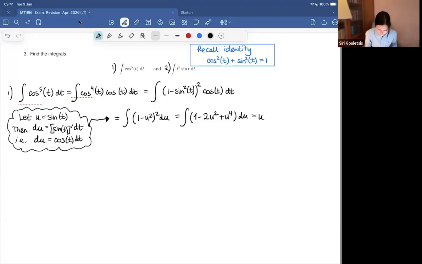And so we get u minus 2/3 times u to the power of 3. Remember, we raise the power by 1 and divide by the new power. Plus 1/5 u to the 5, plus c.